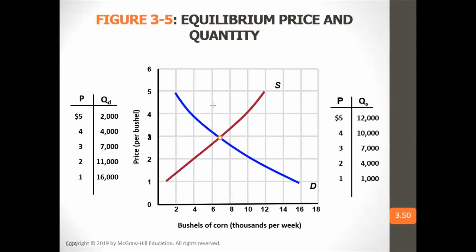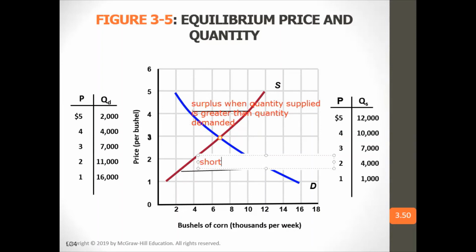So here, this would be when it's surplus. Surplus is here when quantity supplied is greater than quantity demanded. And then below would be shortage. Shortage is when quantity demanded is greater than quantity supplied.